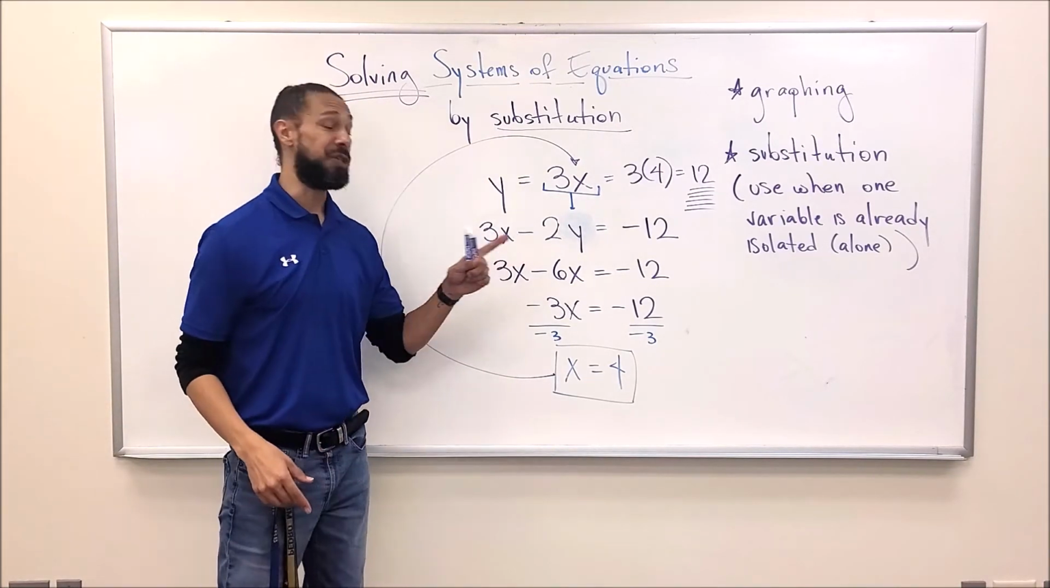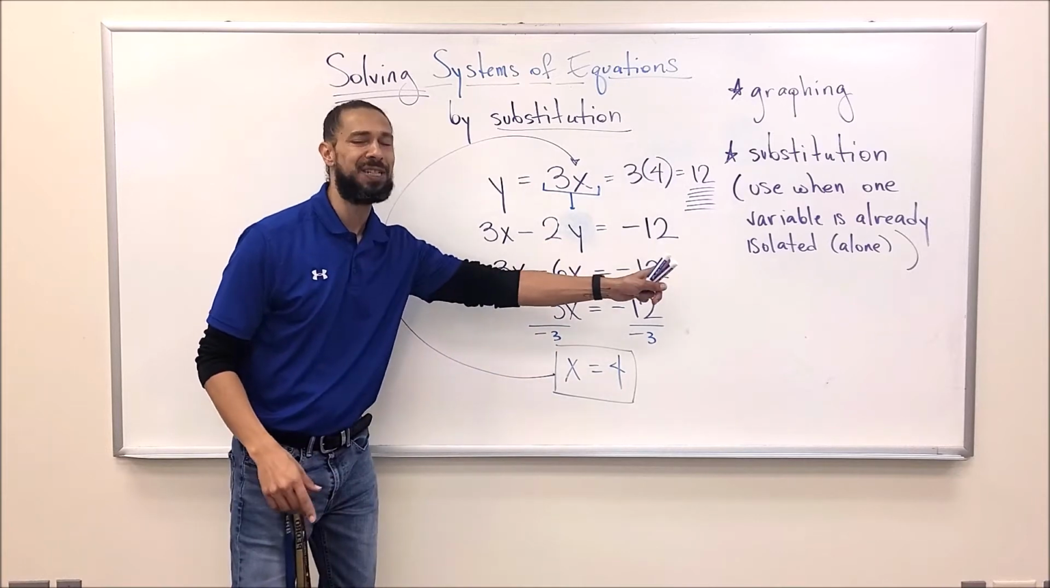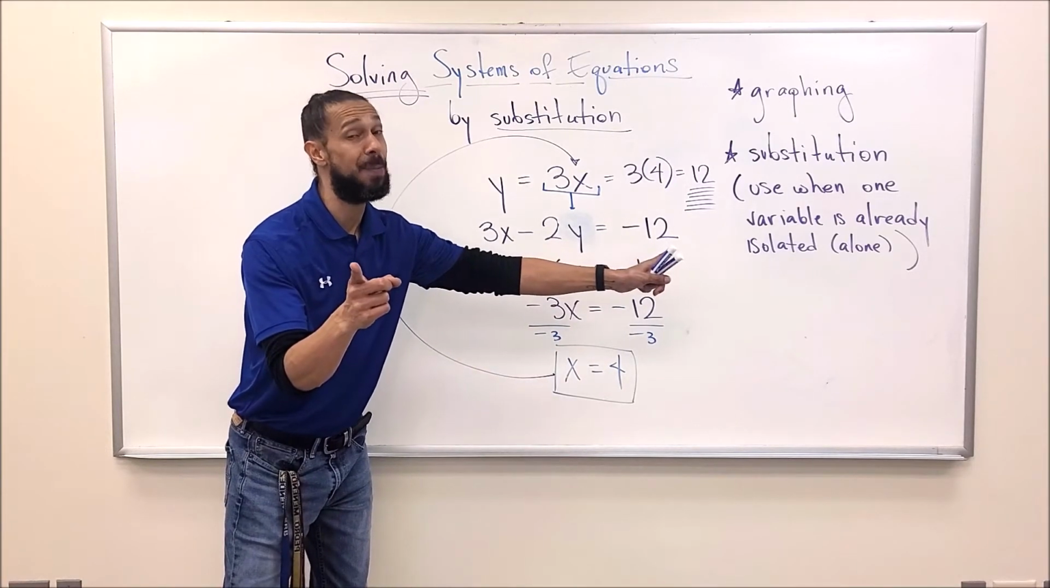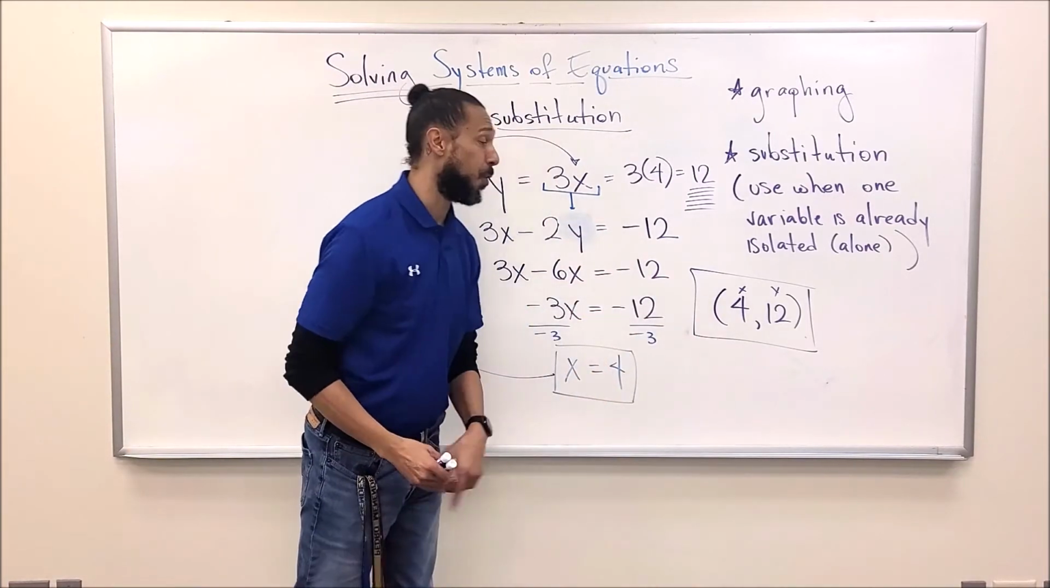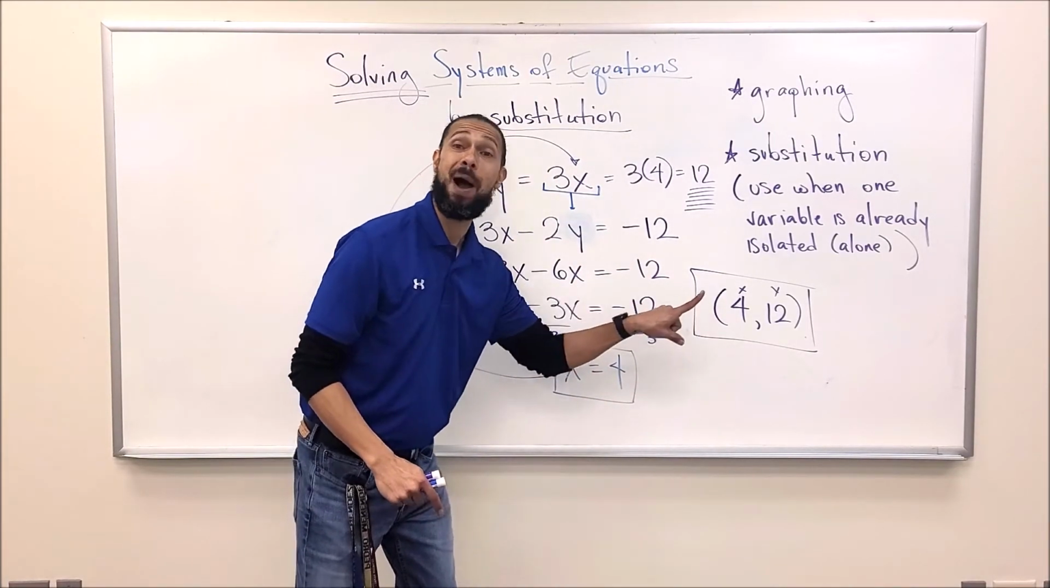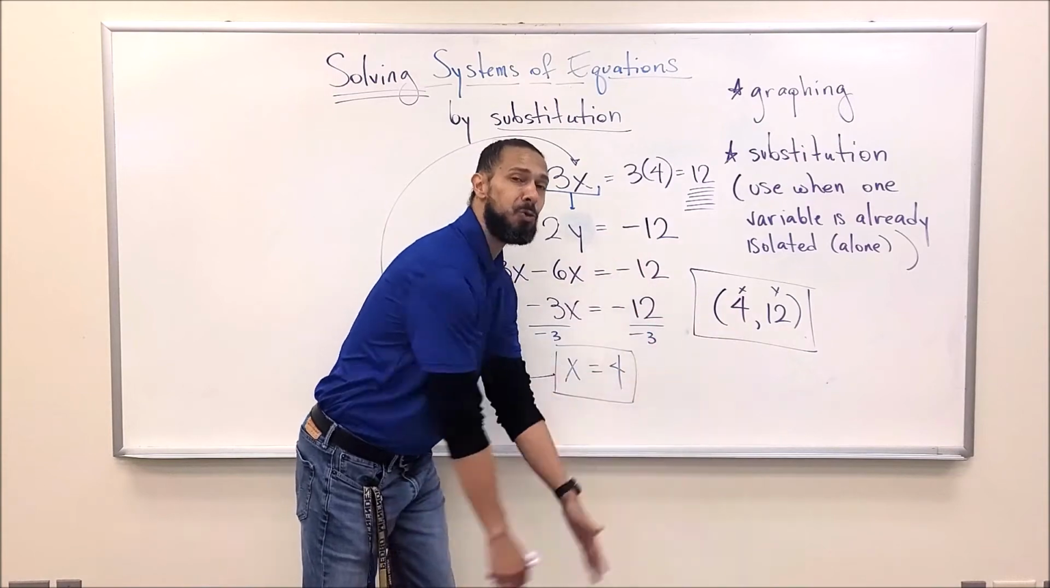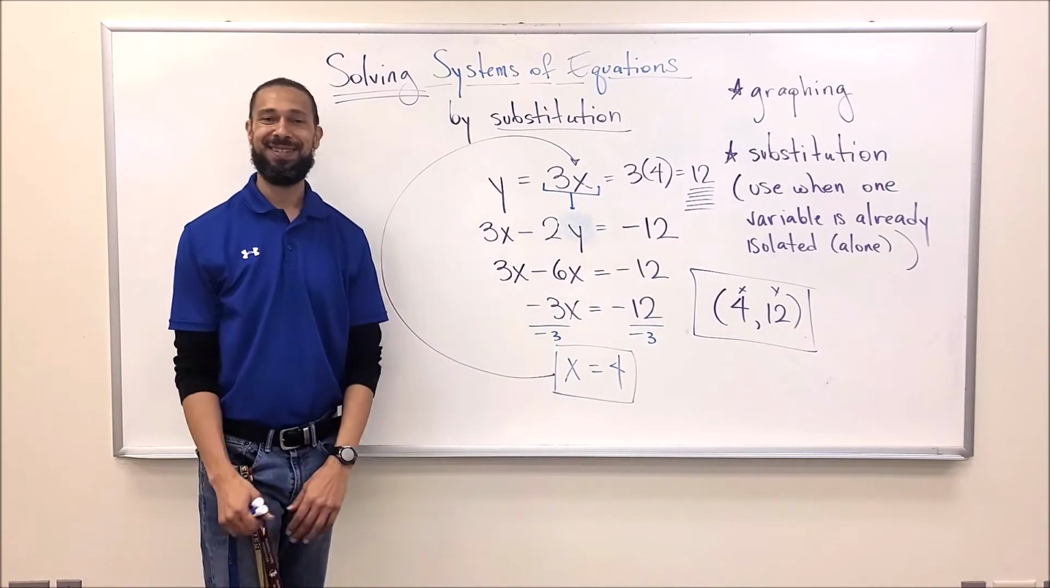Now we have a solution. I have an x, I have a y. We just gotta write the solution correctly like an ordered pair. And that's how it is done. I wrote my x, I wrote a comma, I wrote my y. That is my solution to this system of equations.